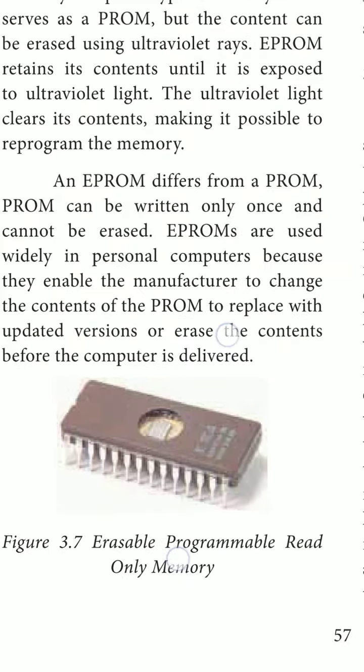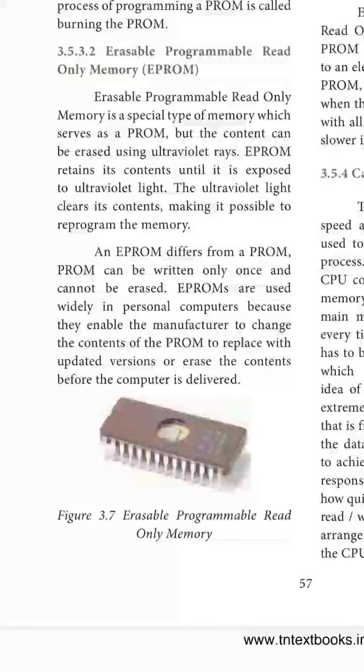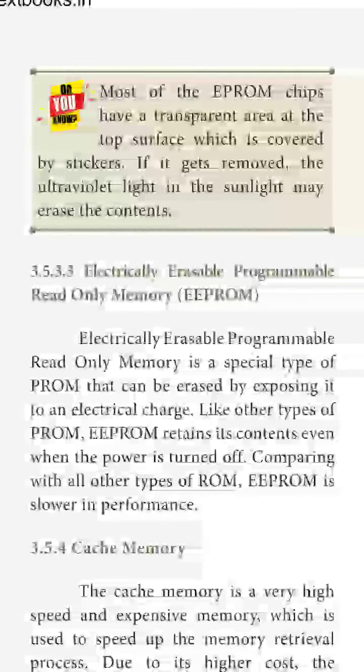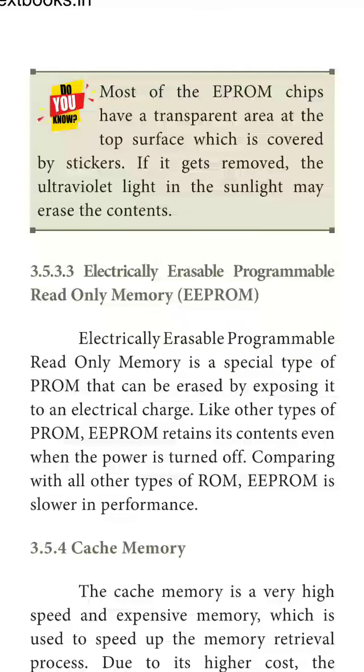So here you can see that this is the EPROM chip. In the center of it you can see a small window that will sense ultraviolet rays. So when this chip is exposed to ultraviolet rays, the content of the chip will be removed. Do you know, most EPROM chips have a transparent area at the top surface which is covered by a sticker. If it gets removed, the ultraviolet rays in the sunlight may erase the content.